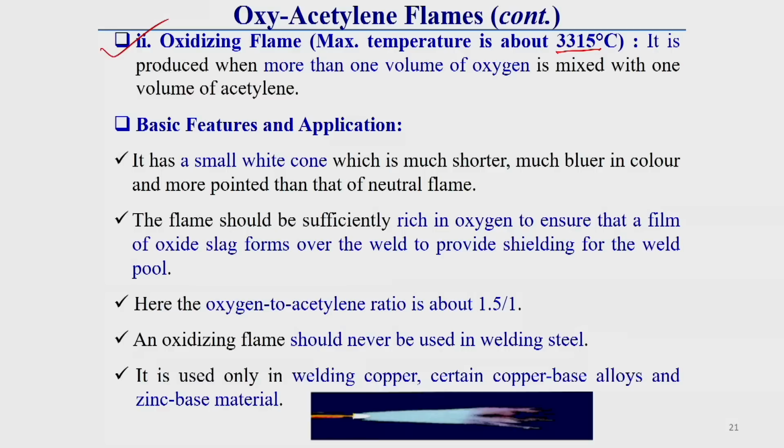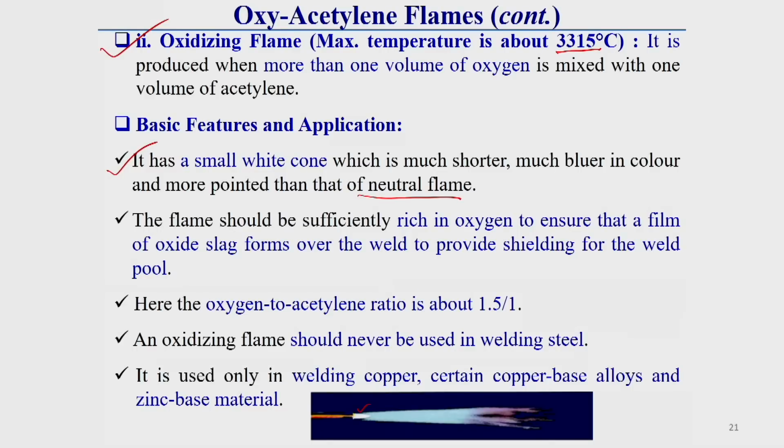Here the basic feature of this flame is that it has a small white cone. Due to the further increase of oxygen gas, this inner cone is further shortened. So, that is why it has a small white cone which is much shorter, much bluer in color and more pointed than a neutral flame. Whatever bright inner cone we have seen in the case of the neutral flame, in the case of the oxidizing flame, this inner cone size is shorter than that.